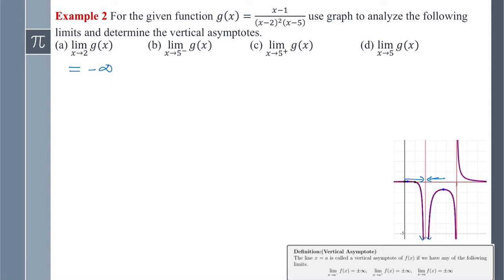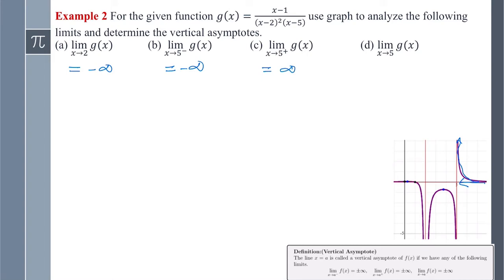Now for the next one, as x approaches 5 from the left, right here, the function decreases without bound, or the function goes to negative infinity. That means this limit is negative infinity. Now as x approaches 5 from the right, the function increases without bound, or it goes to infinity. That means this limit is infinity.